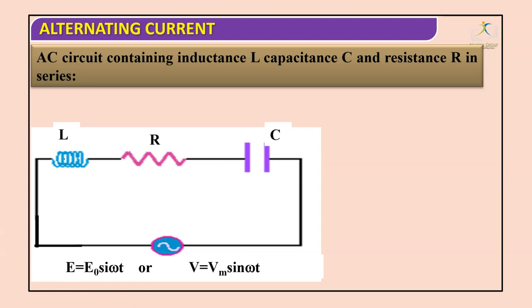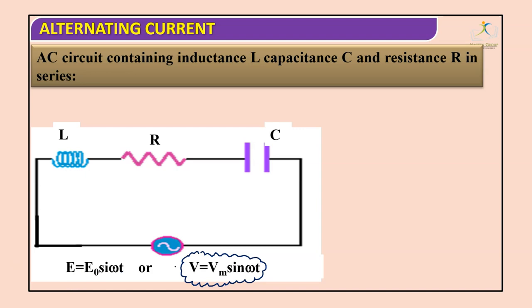So we know that in all these, there are potential drops. Because of this, all these work as external opposition sources like a resistance R. So here, we apply a sinusoidal wave, as you can see. So we need a potential. This is the alternating current source, which we can assume as V equals Vm sin omega t and E equals E naught sin omega t.